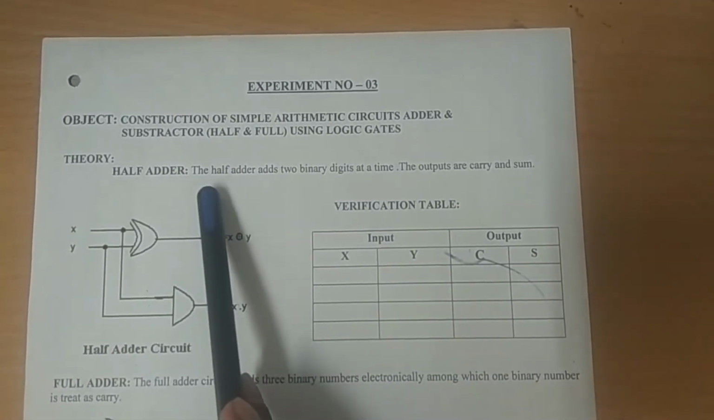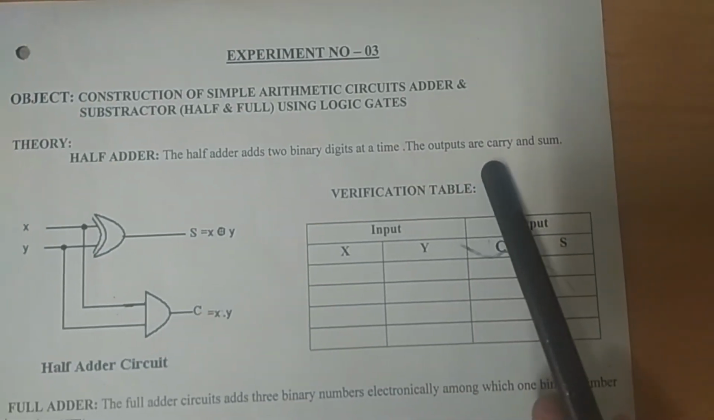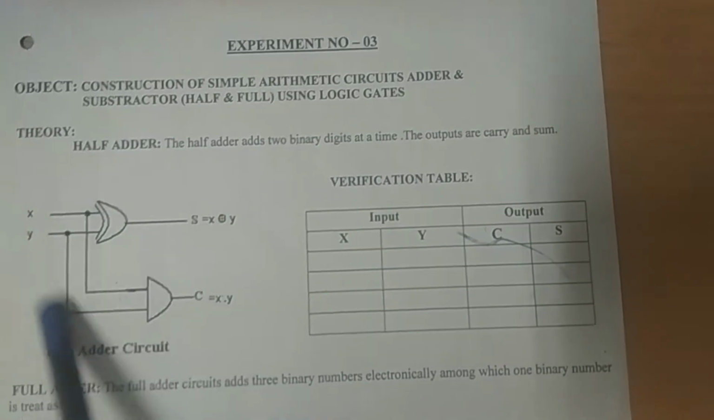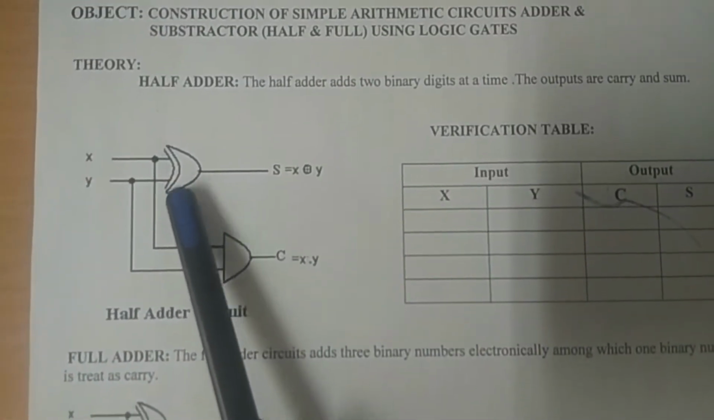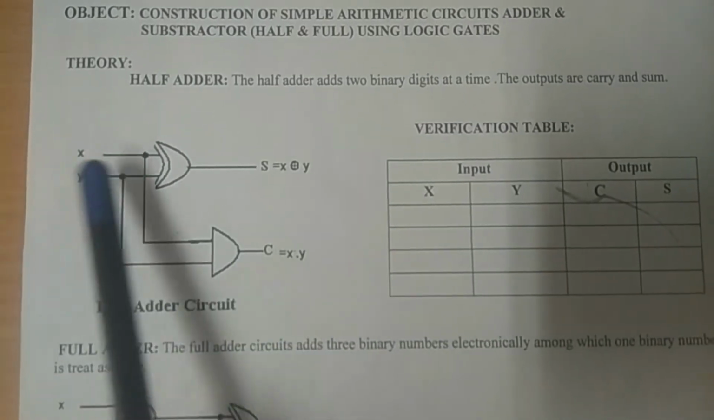Half adder. The half adder adds two binary digits at a time. The outputs are carry and sum. You see, this is the combination. We have used one XOR gate and one AND gate.